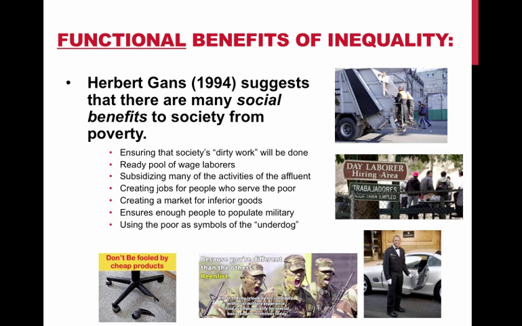It ensures there are going to be enough people to populate the military. If it's an all-volunteer military, what we find is you're far more likely to volunteer if you have less economic resources. And in some ways, poor becomes a symbol of the underdog. It becomes something that maybe you don't want to be, and the rich becomes a symbol of what you would like to be. So there are functions to inequality that reinforce inequality in many ways and may lead to order.